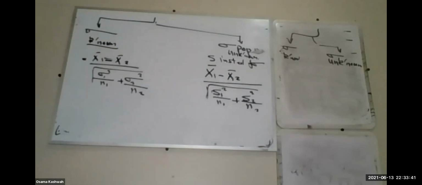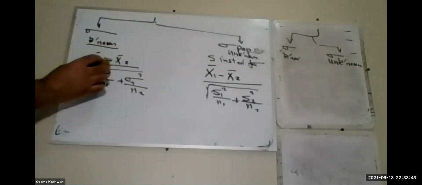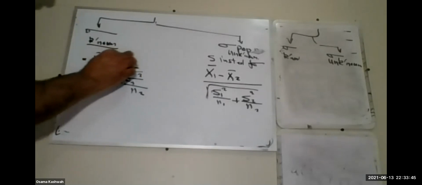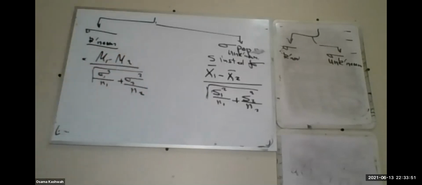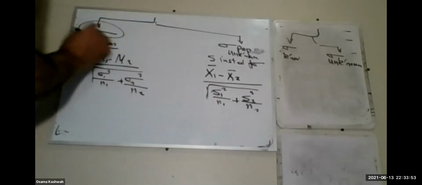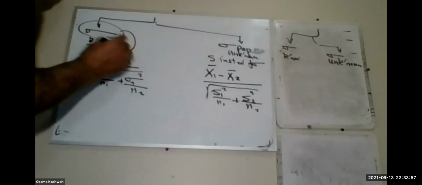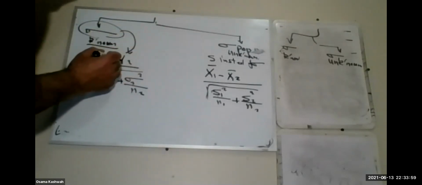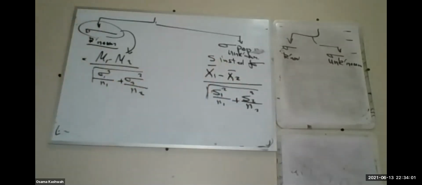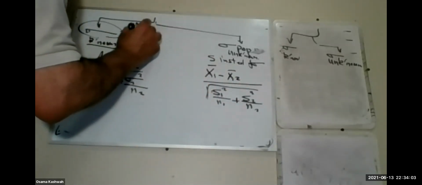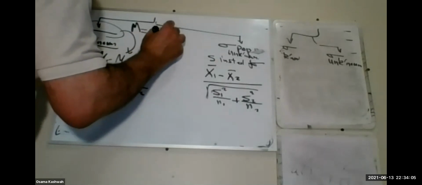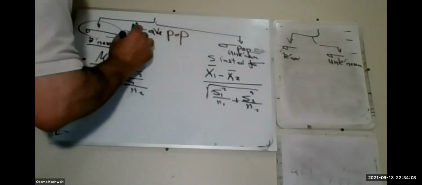Some books write here, as long as this is not x bar of the mean, mu1 minus mu2. They write it like this, mu1 minus mu2. That's fine, to make a distinction between the average of the population and the average of the sample. So mu is like the average of the population, and x bar is the average of the sample.